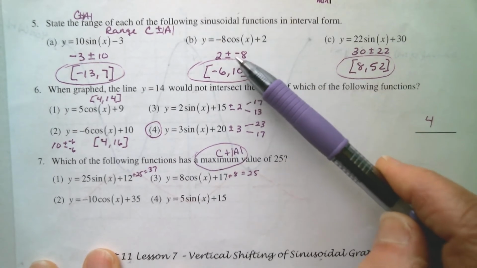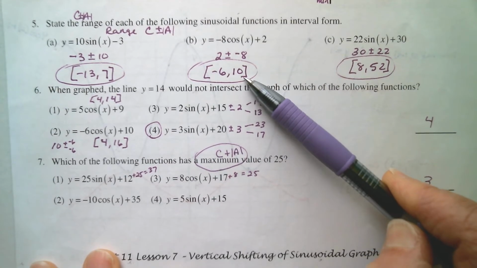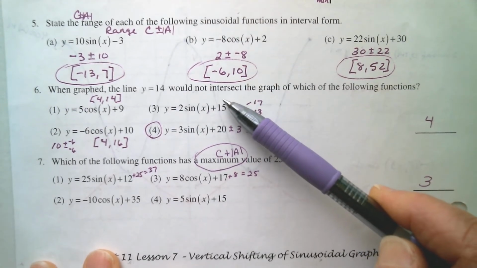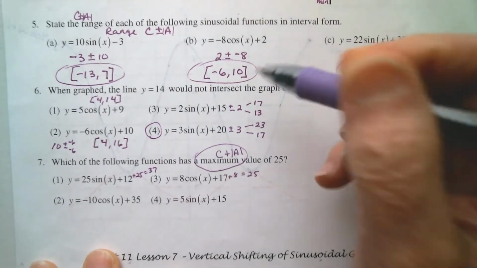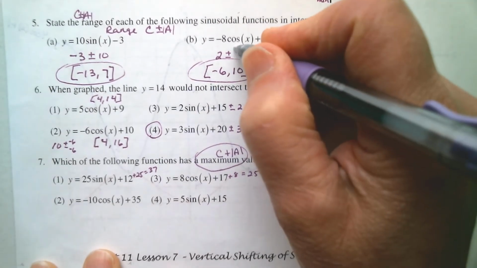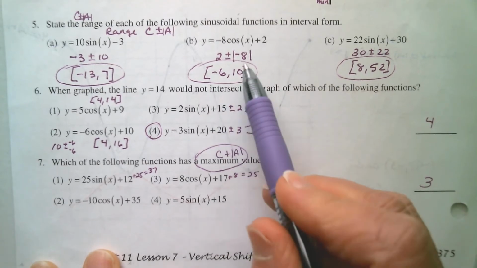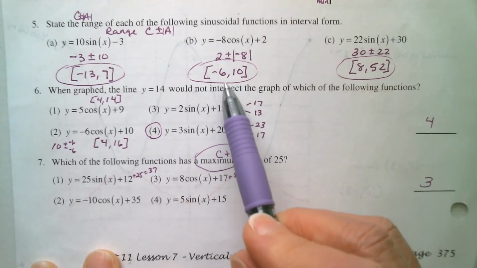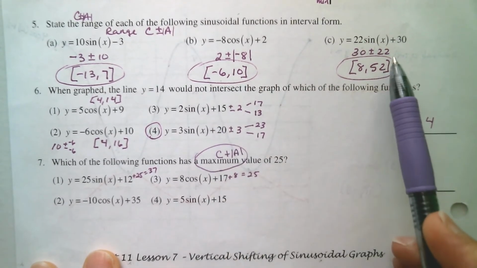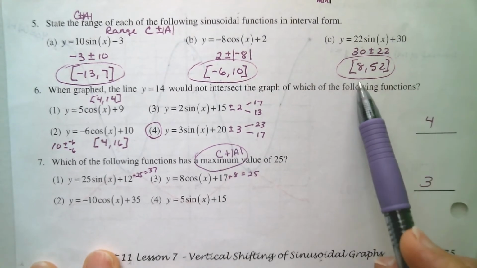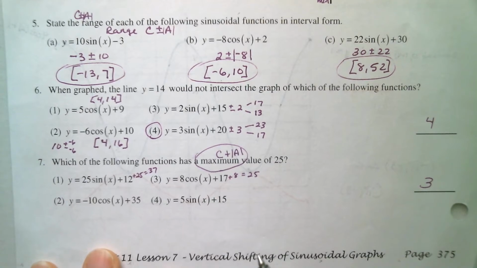2 plus 8 will give us our max of 10. And then the 2 minus 8 gives us our min of, I'm sorry, I don't have that in absolute values, probably what I should have done there. 2 minus 8 gives us negative 6. 30 plus 22, 30 minus 22, 8, 52.